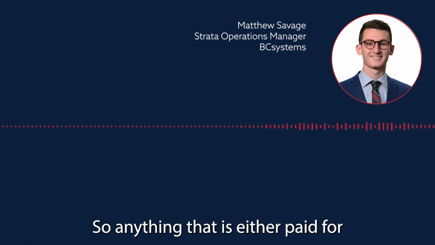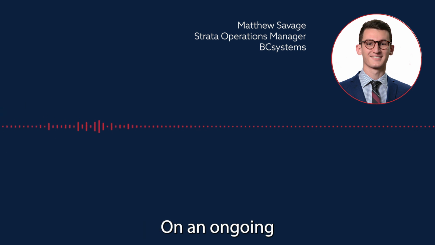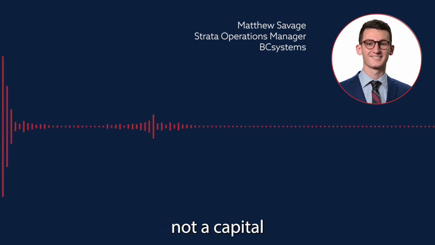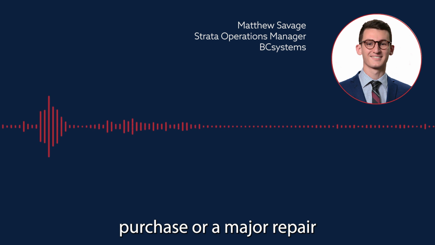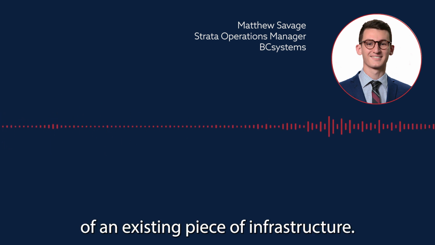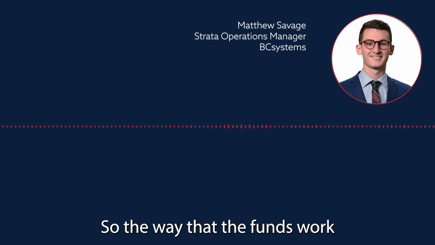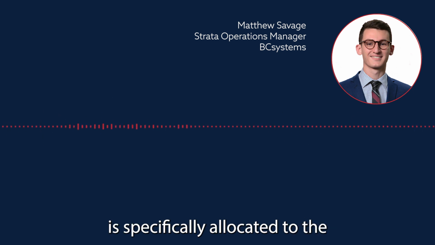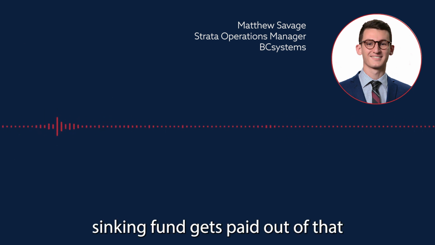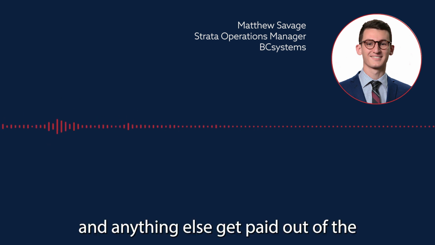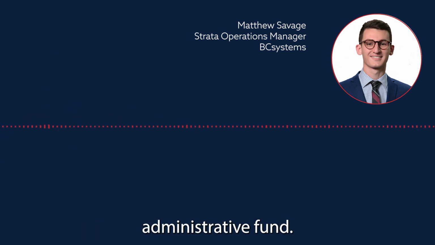So anything that is either paid for on an ongoing basis or is not a capital purchase or a major repair of an existing piece of infrastructure. So the way that the funds work is anything that is specifically allocated to the sinking fund gets paid out of there, and anything else gets paid out of the administrative fund.